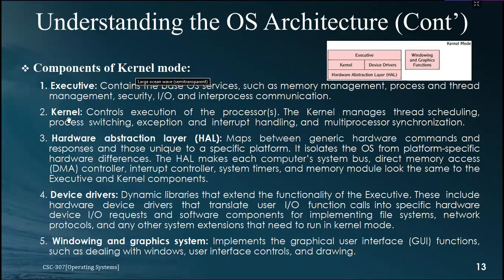Then we have the kernel. Kernel means it controls execution of the processors. The kernel manages thread scheduling, process switching, exception and interrupt handling, and multiprocessor synchronization. We have already discussed what interrupt handling is and what exception handling is. Exception handling is something we use in our code, for when we face some undefined or unknown type of input or case, what we should do. One simple example is that you are trying to connect to the database and for some reason you can't. That will be an exception handling: I cannot connect to the database. And there are some others as well.